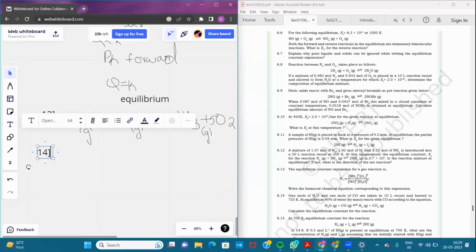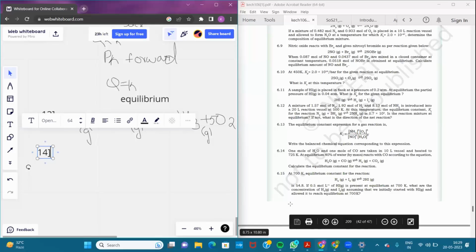14th question. 1 mole of H2 and 1 mole of CO are taken in a 10 liter vessel and heated to 725 Kelvin. At equilibrium, 40% of water by mass reacts with CO according to the equation. Calculate the equilibrium constant for the reaction.